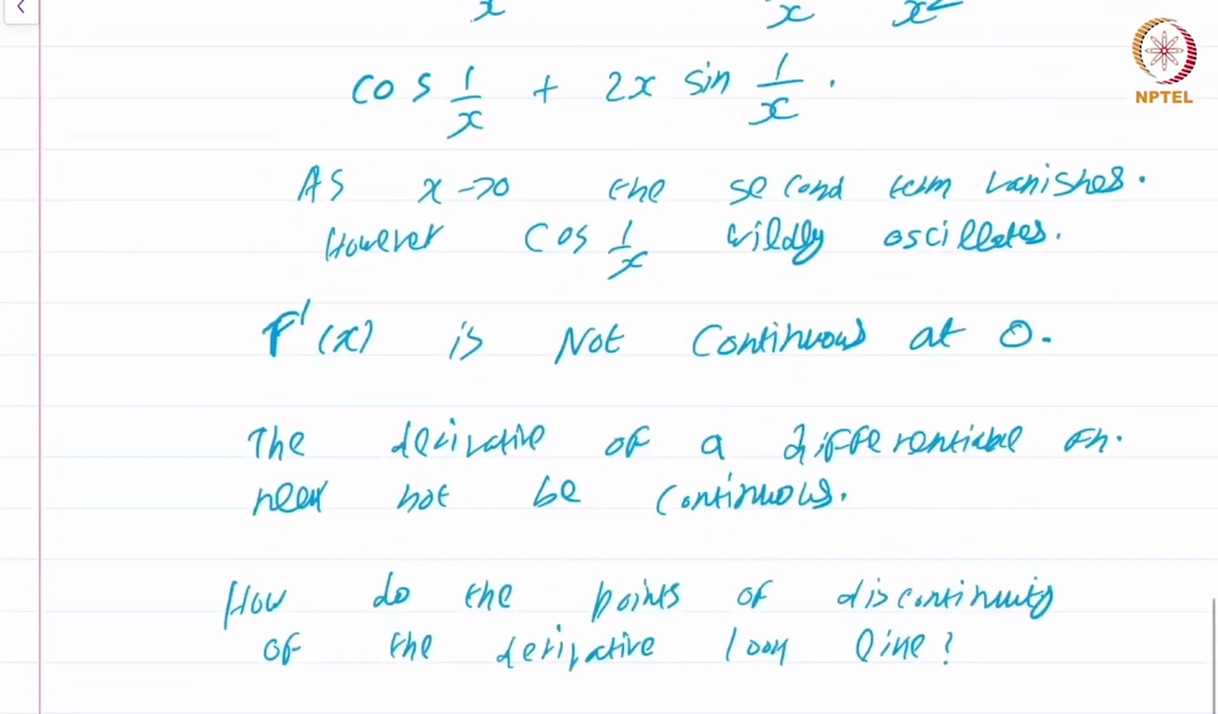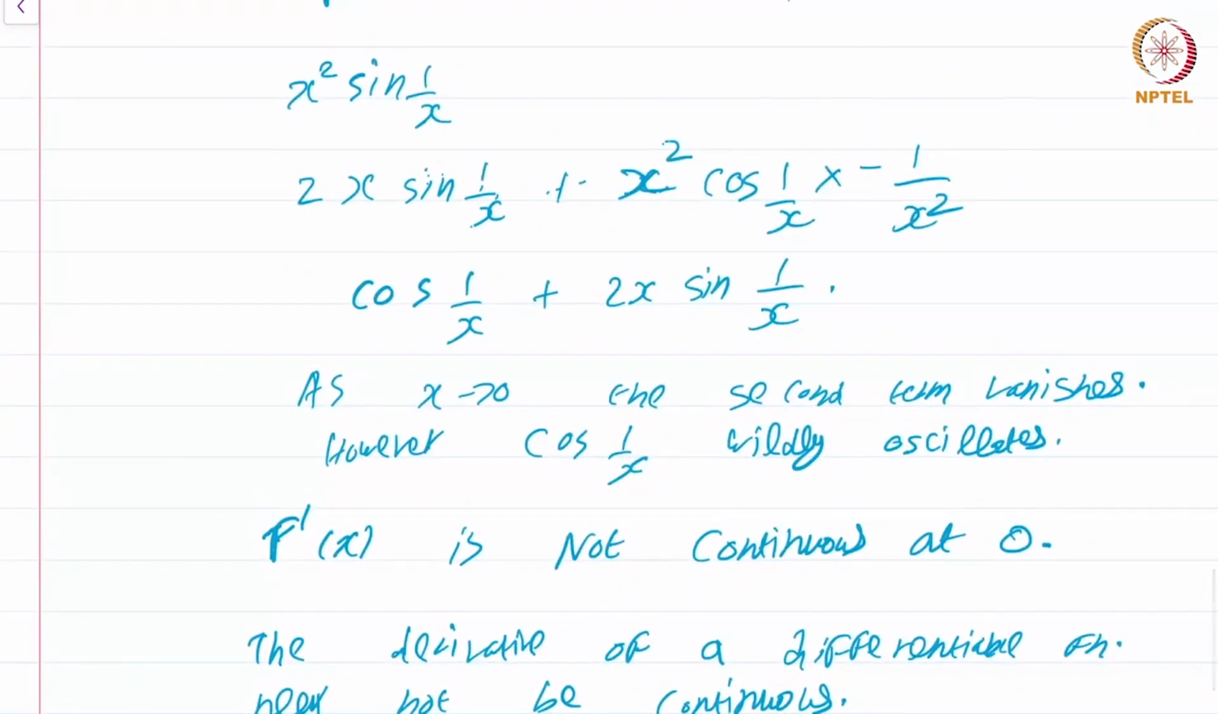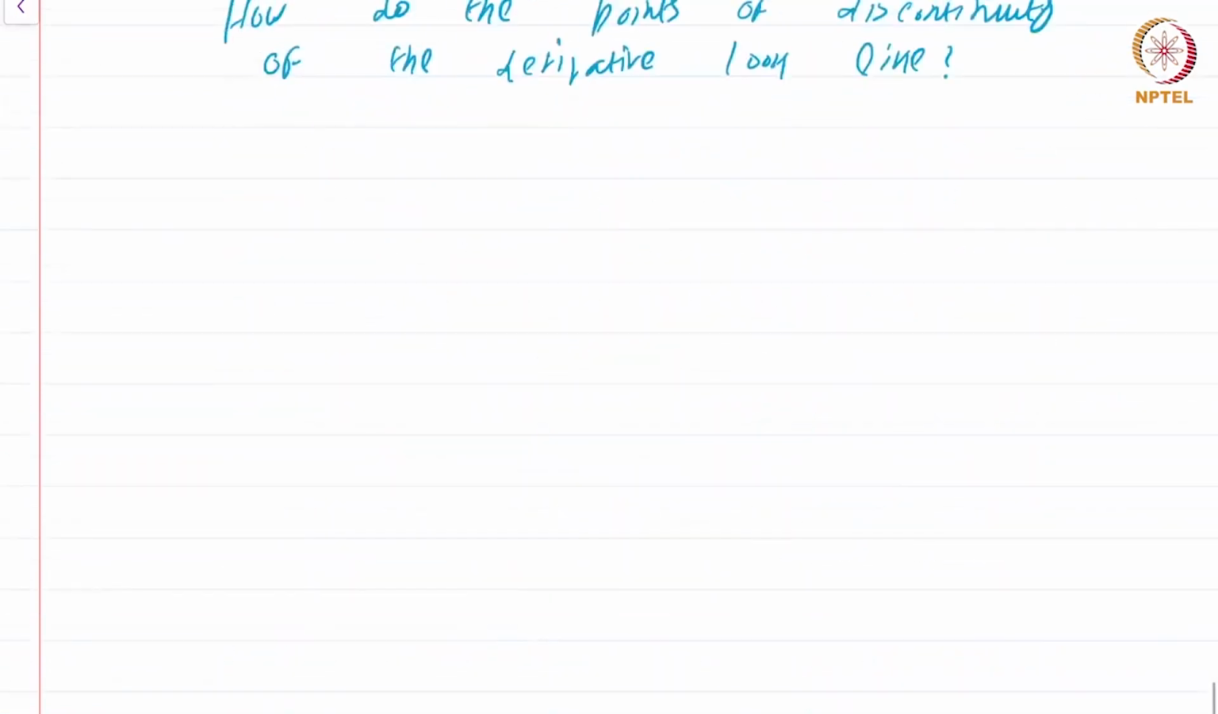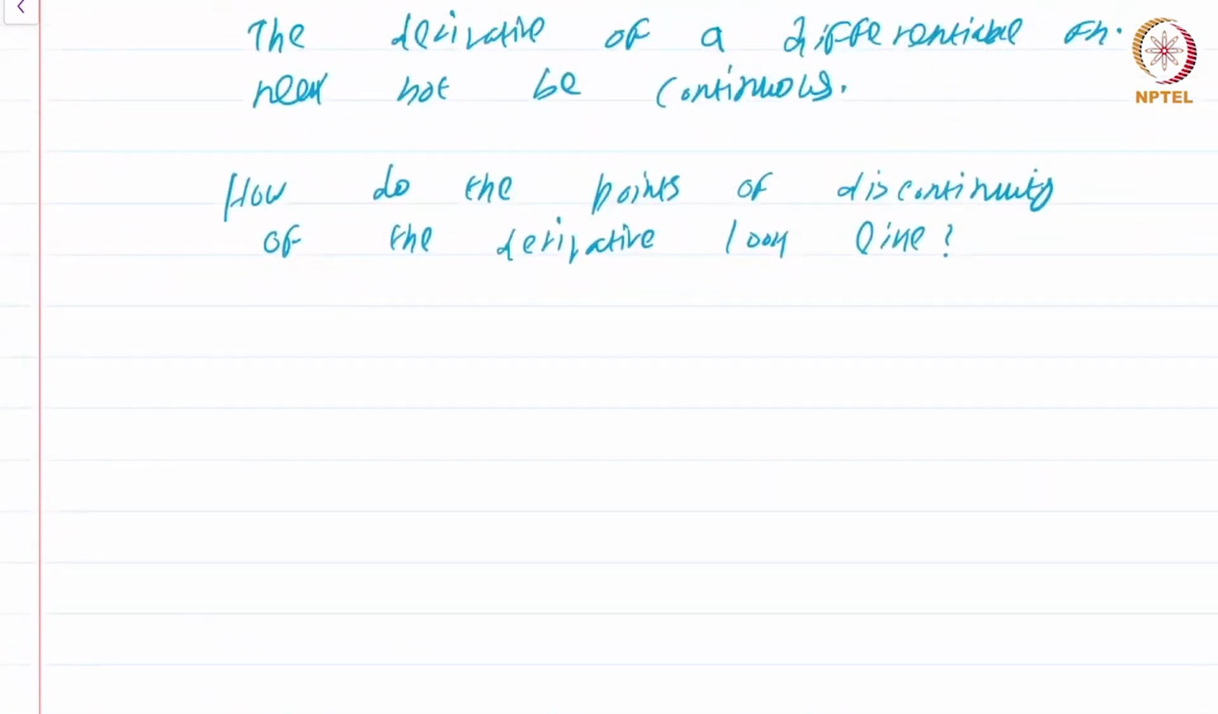Here in this case, we got this function cos 1 by x as one of the terms in the derivative, and that oscillates wildly. So the point of discontinuity at the origin is very badly behaved. There is a wild oscillation. The simpler form of discontinuities that we have studied, jump discontinuity, is not occurring here. Okay? So I'm going to leave you with an exercise.